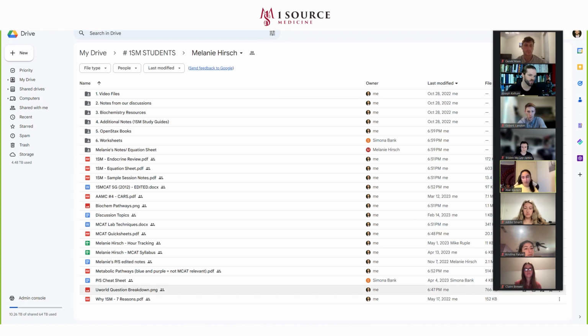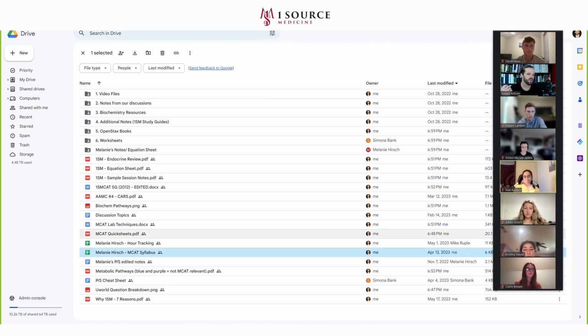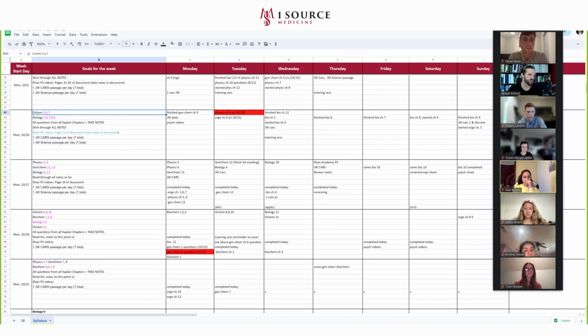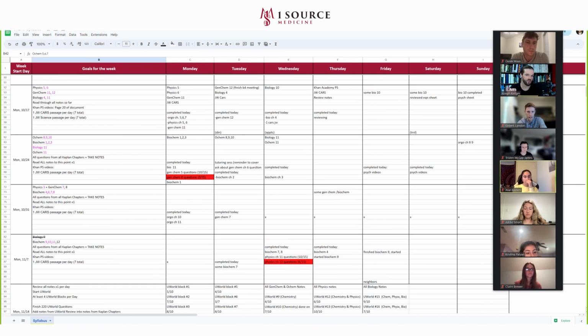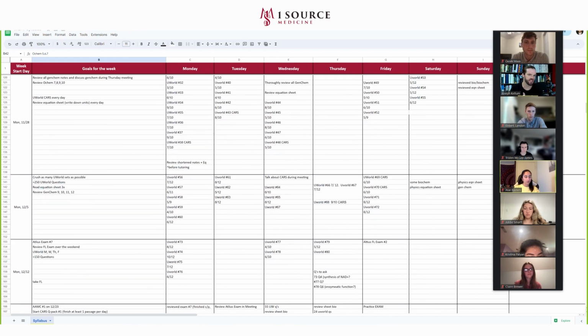Where everything really starts with us is that in the first meeting with your tutor, you build out this file that we call the MCAT syllabus. This file looks like this. It's kind of overwhelming at first, but this is built out partially in your very first meeting, but then more thoroughly throughout the process.